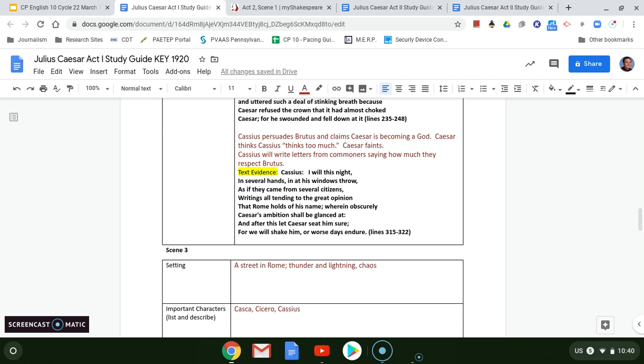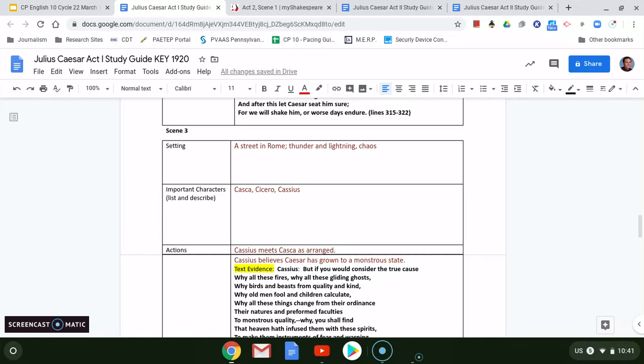Caesar thinks Cassius thinks too much, so Caesar's onto it. Caesar recognizes that Cassius is up to something. He thinks too much. And as we said, Caesar faints. Cassius decides, you know what, I'm going to write letters from the common people to Brutus saying how much they respect and love Brutus. Because again, remember, Brutus is honorable. He wants to do what is best for the people of Rome. So you can see that text evidence as I just mentioned.